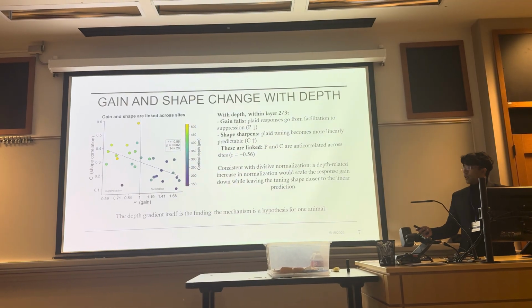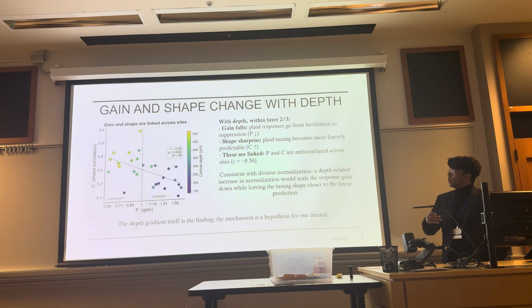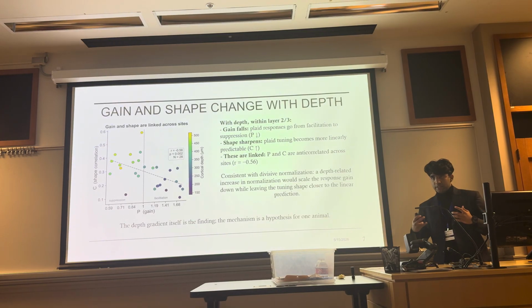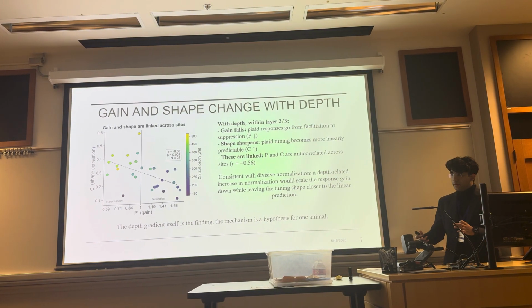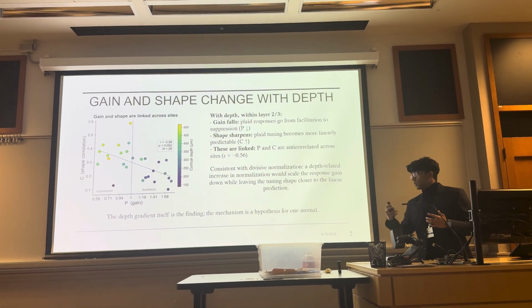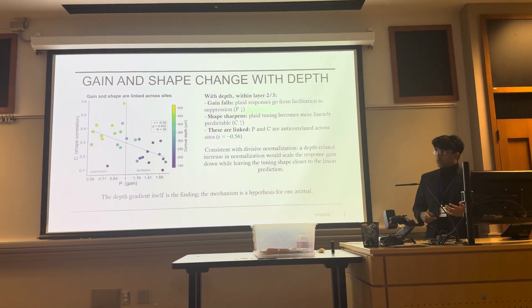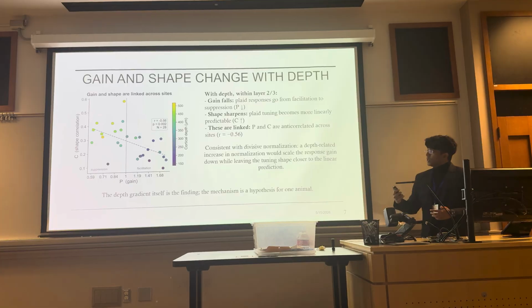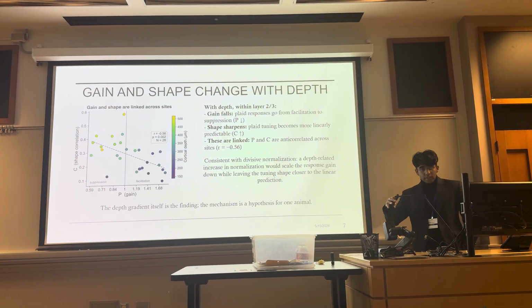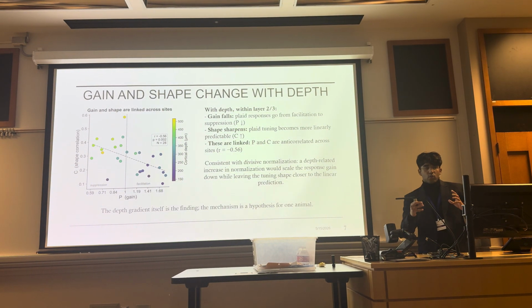So overall, what we see here is essentially we have a gain, which is metric P. And as we go deeper, we shift from facilitation to suppression. And as we go from shallow to deeper for metric C, we see a much more linearly predictable shape in the sense that metric C is increasing as well. Overall, these two things are negatively correlated, and therefore with an R value of 0.56, we think that these are linked.